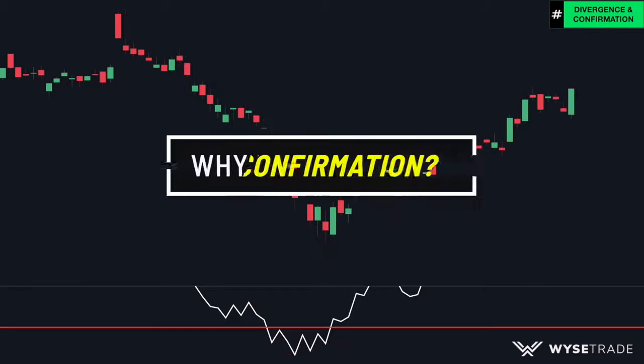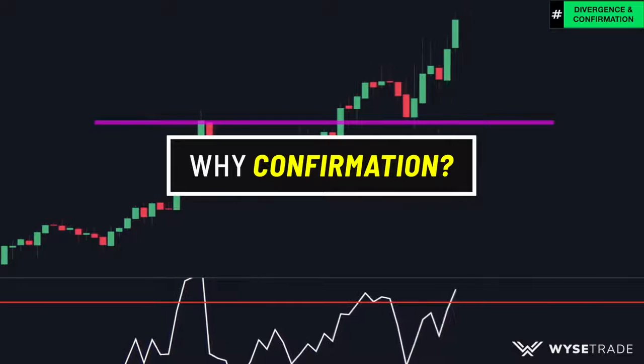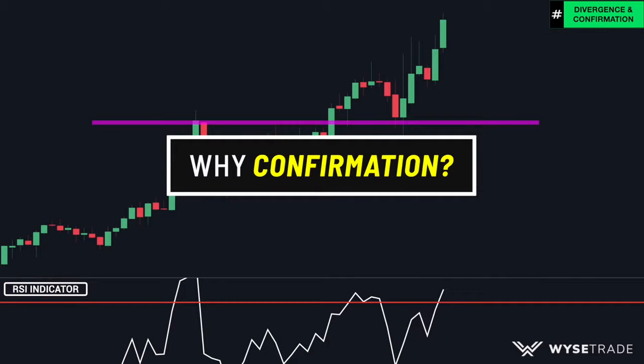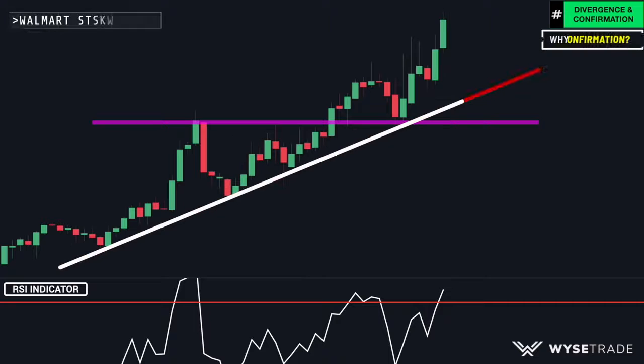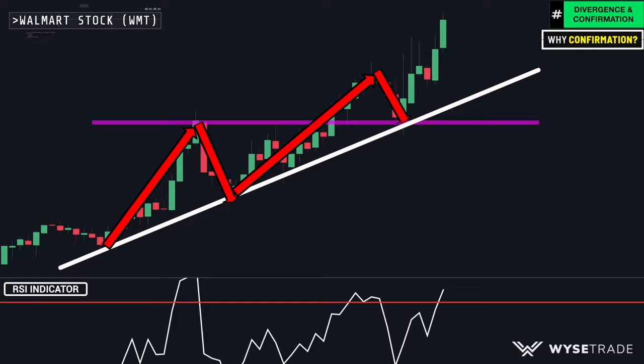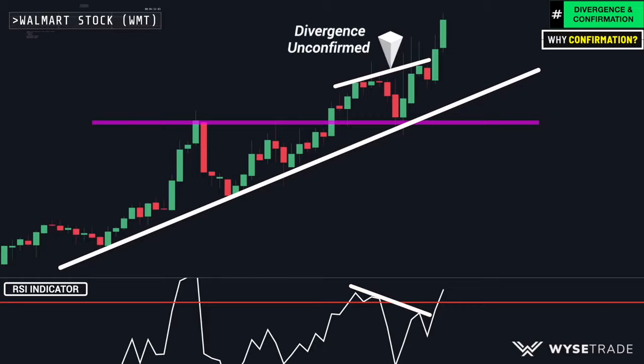Now, here's a great example as to why you need confirmation and why not to enter trades solely based off of divergences. Here's the Walmart stock. Price was clearly in an uptrend as you had your run, pullback, run, pullback. Now, you would have then spotted this great wide divergence here, and you thought to yourself, this is a great short opportunity. What you are forgetting is that this is a very strong uptrend.